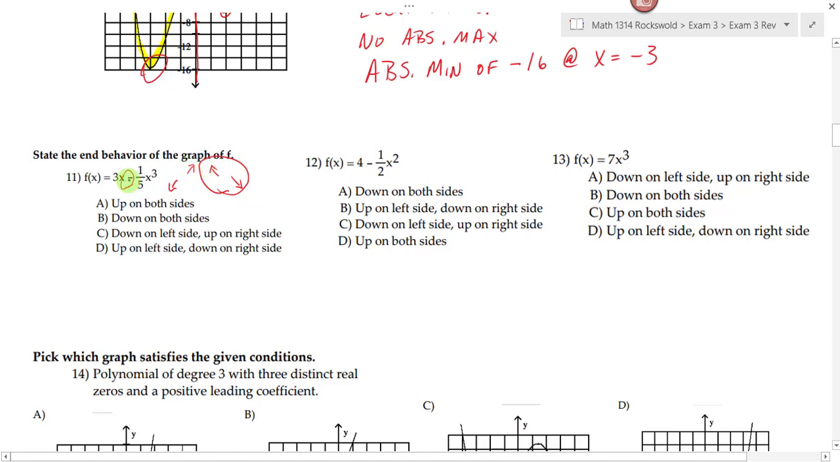Remember, I said negative people can start at the top and they'll always find a way to work their way to the bottom. Odd is opposite direction. So they're going to be going down. We're going to go up on the left and down on the right. That's the way you would read this.